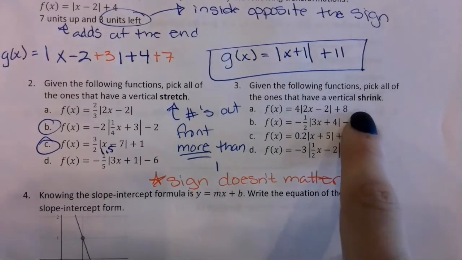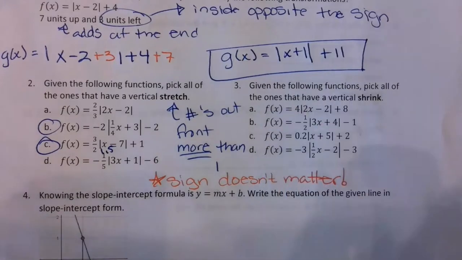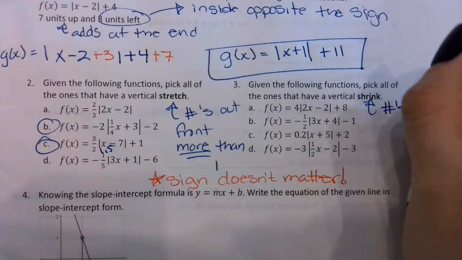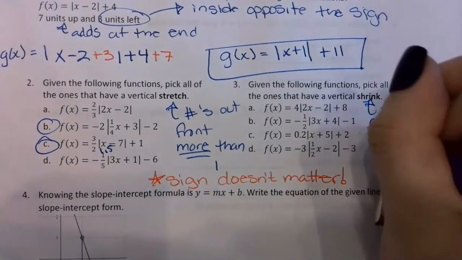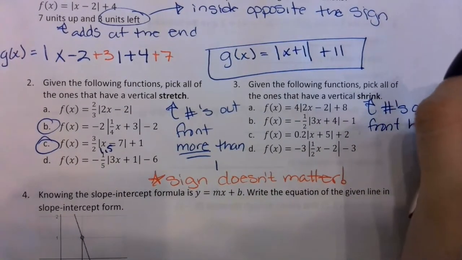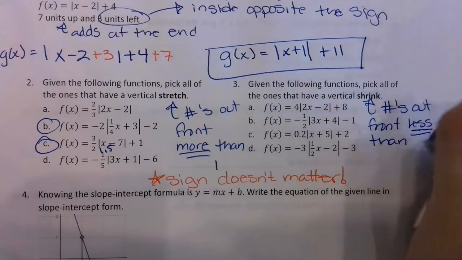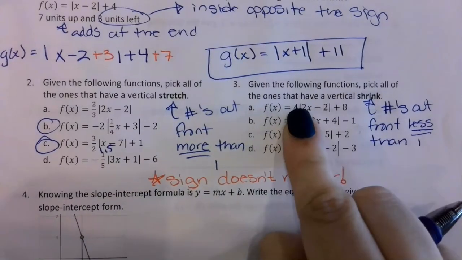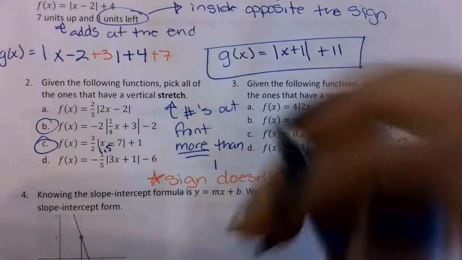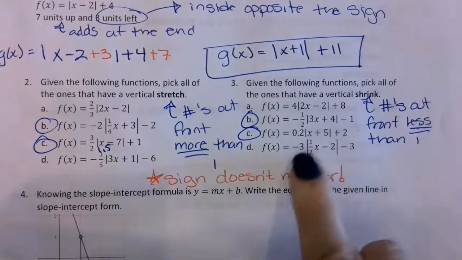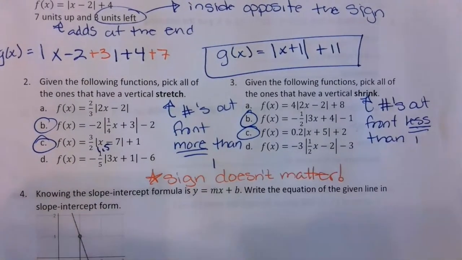If I look over here at the shrink side, shrink is numbers out front less than 1. Okay, so 4, not less than 1. 1/2, less than 1. 0.2, less than 1. 3, more than 1.